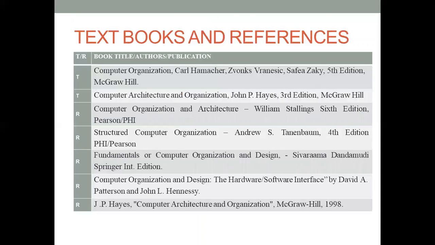And coming to the textbooks and references. The first textbook which we need to follow is Computer Organization by Carl Hamacher and Computer Architecture and Organization by John P. Hayes. The rest are several references which you can follow.